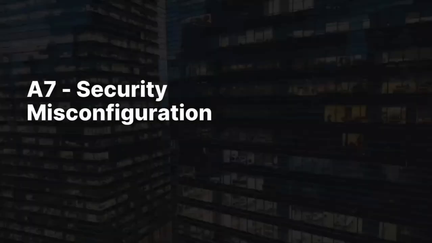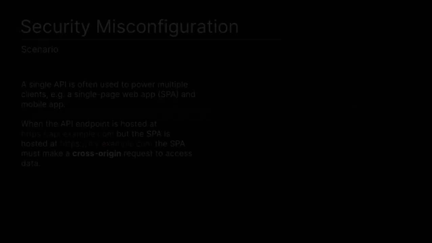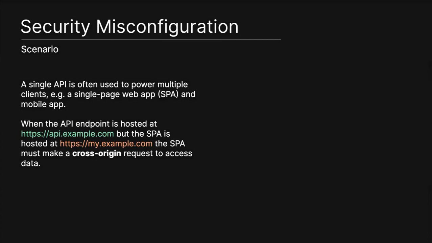All right, got a few minutes left here. I'm going to try to get through this. So A7, security misconfiguration. This is a big topic. There's actually lots of different vulnerabilities that fit into this one category. I'm going to talk through probably the most common one that we see.